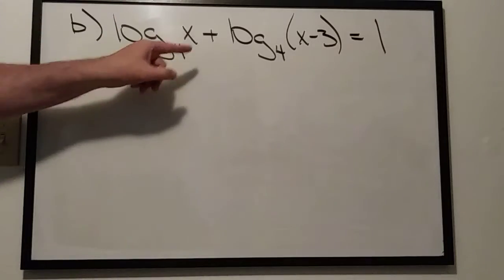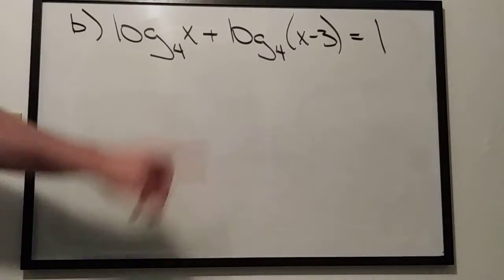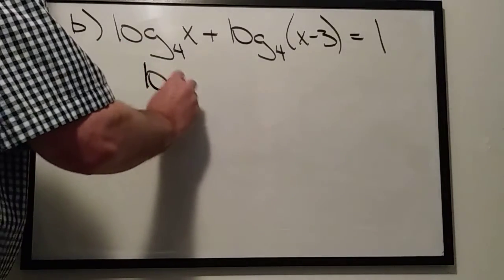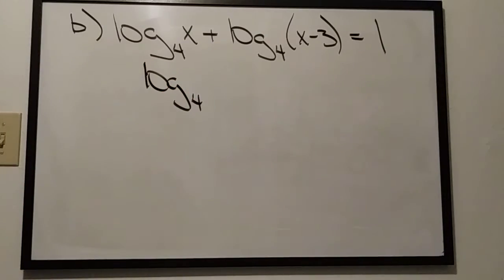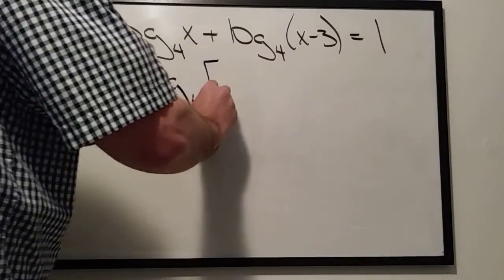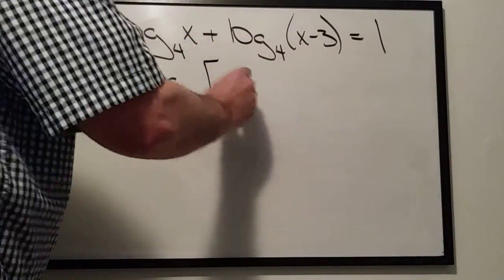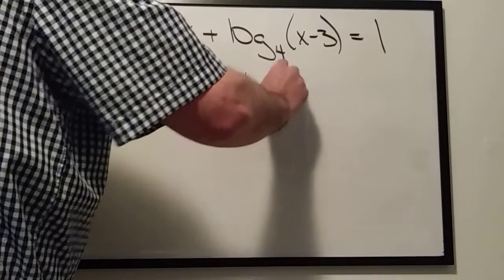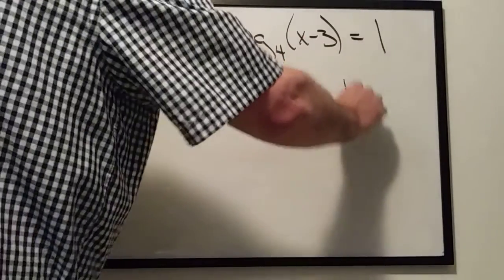So I have a log of somebody plus a log of somebody, and I do have the same base on both of those logs. Thinking back to section 6.5, I know that there's a connection between addition and multiplication. So when I rewrite this as the multiplication version, remember I'm only going to write down the log once for that version involving multiplication. So it's going to be log base 4 of the x from the first piece times the x minus 3 from the second piece, and that's going to equal 1.